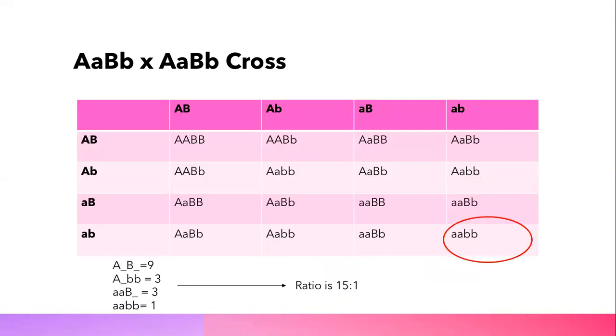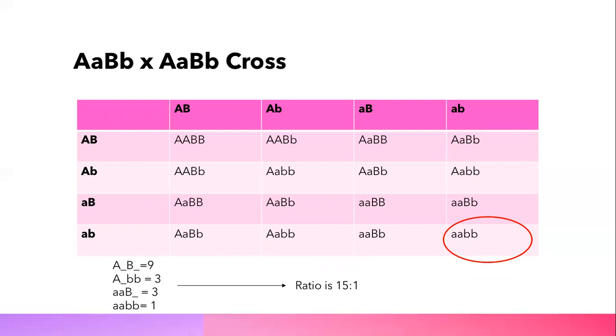To exemplify the idea of duplicate dominant epistasis, we crossed an individual that was big A, big B, little b with one that was also big A, big B, little b. After completing this cross, you can see that 9 individuals had big A blank, big B blank. 3 individuals had big A blank, little b. 3 individuals had little a, big B blank, and 1 individual was homozygous recessive, being little a, little b.